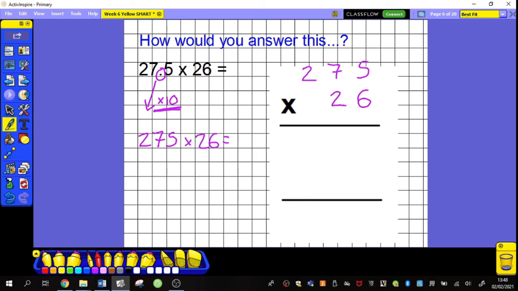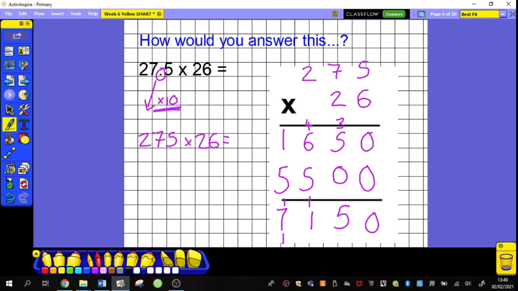Forget about it. 6 times 5 is 30. 6 times 7 is 42. Add the 3 is 45. 6 times 2 is 12. Add the 4 is 16. Remember my placeholder. 2 times 5 is 10. Carry the 1. 2 times 7 is 14. Add the 1 is 15. 2 times 2 is 4. Add the 1 is 5. Now I just need to add them up. There we go, right. So the answer to 275 times 26 is 7,150.